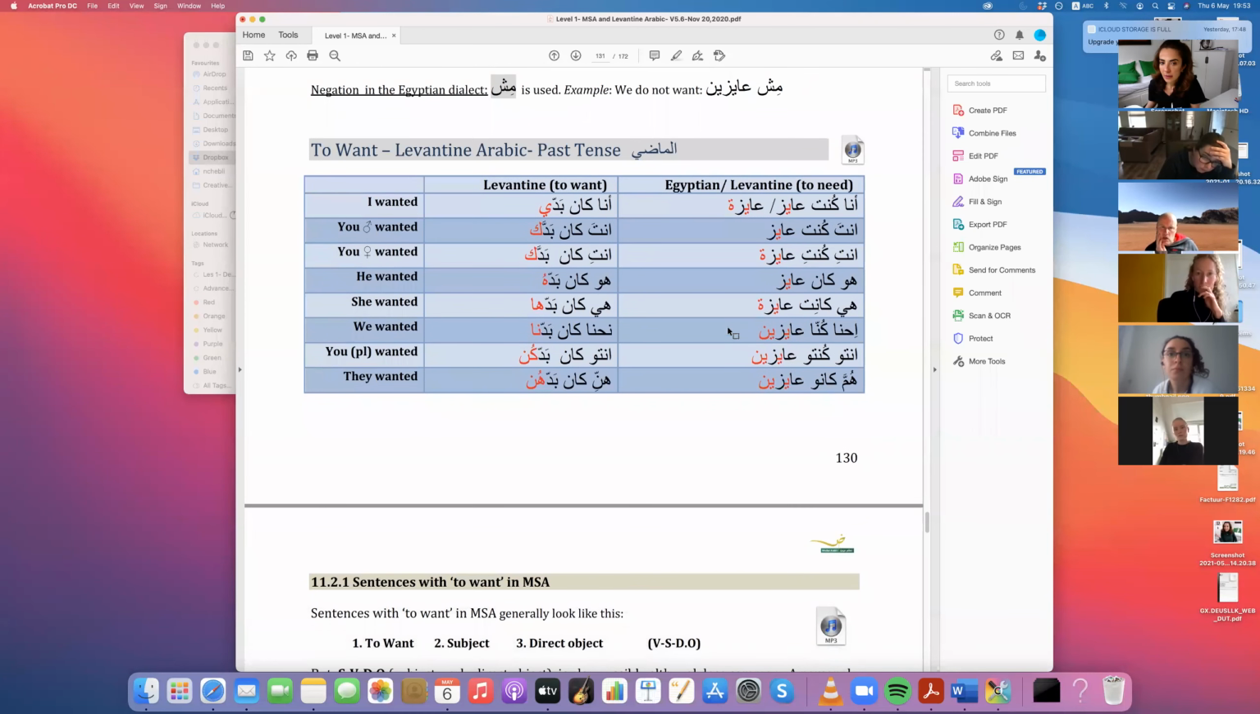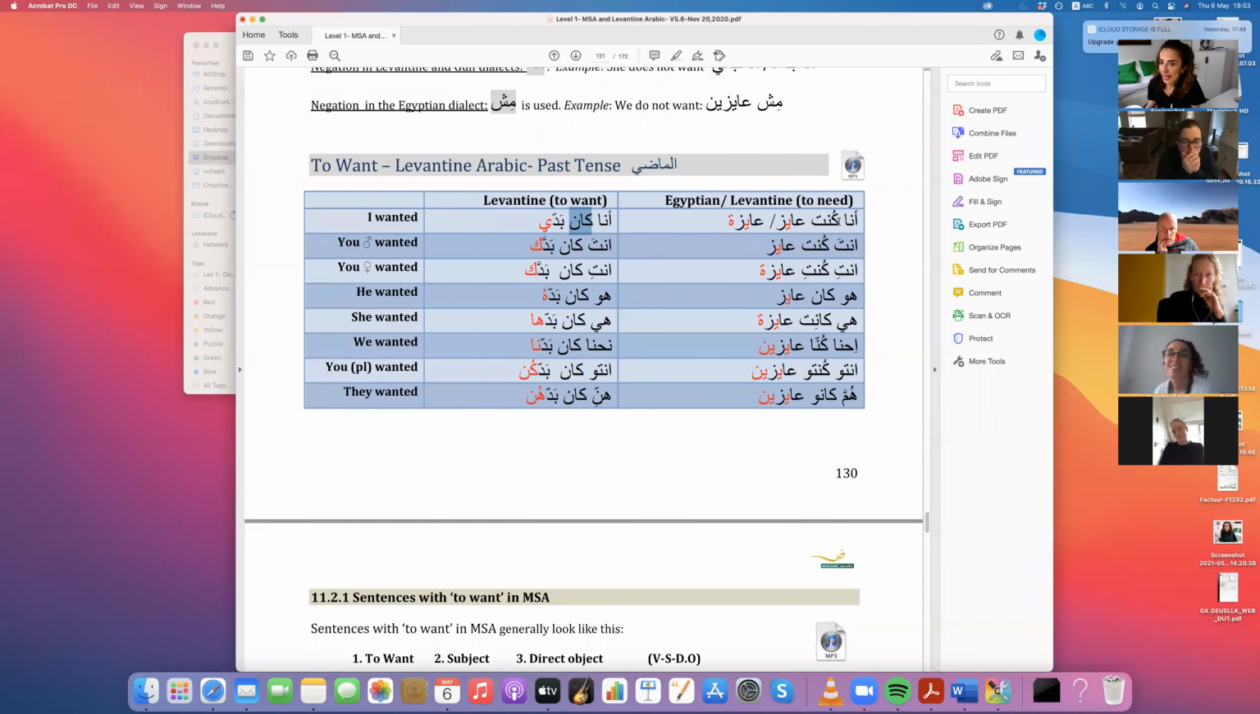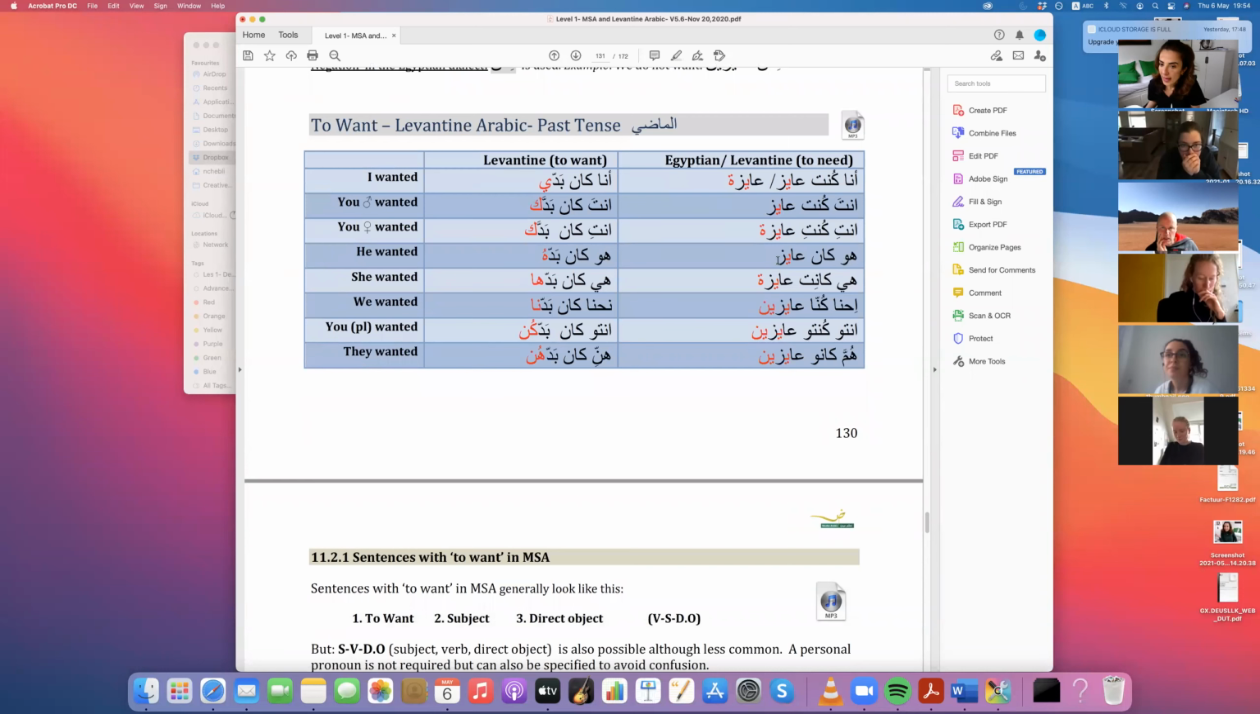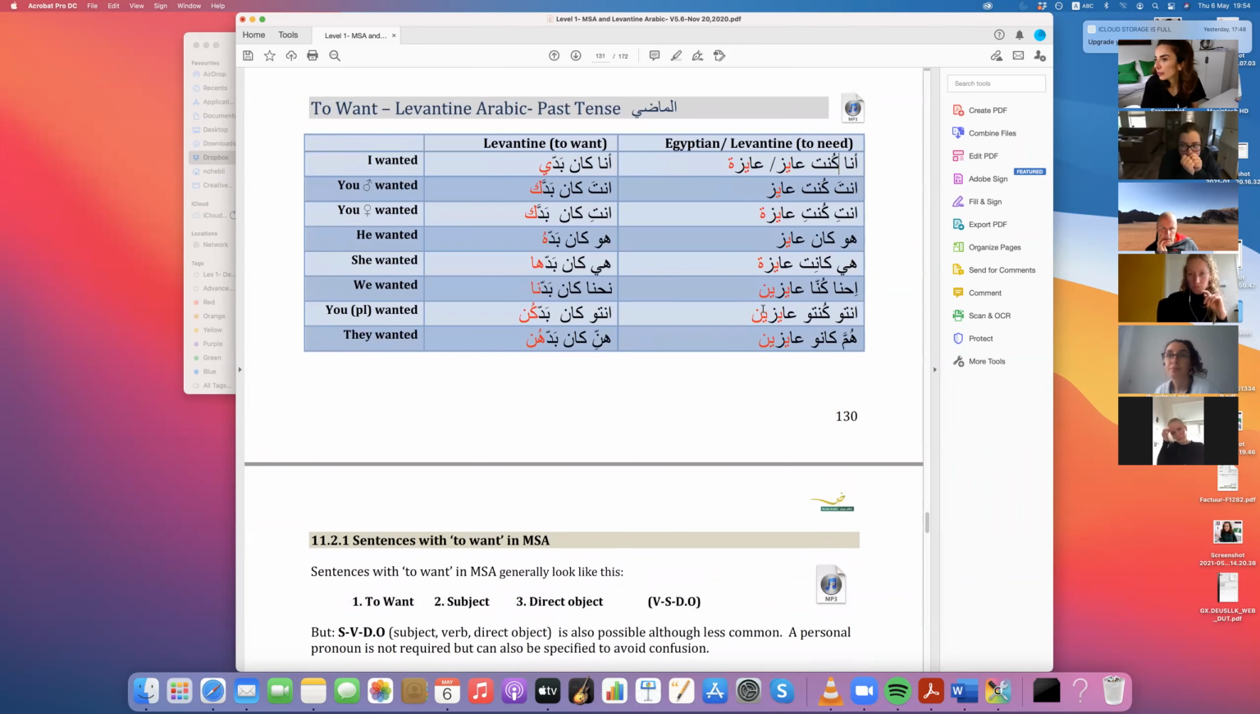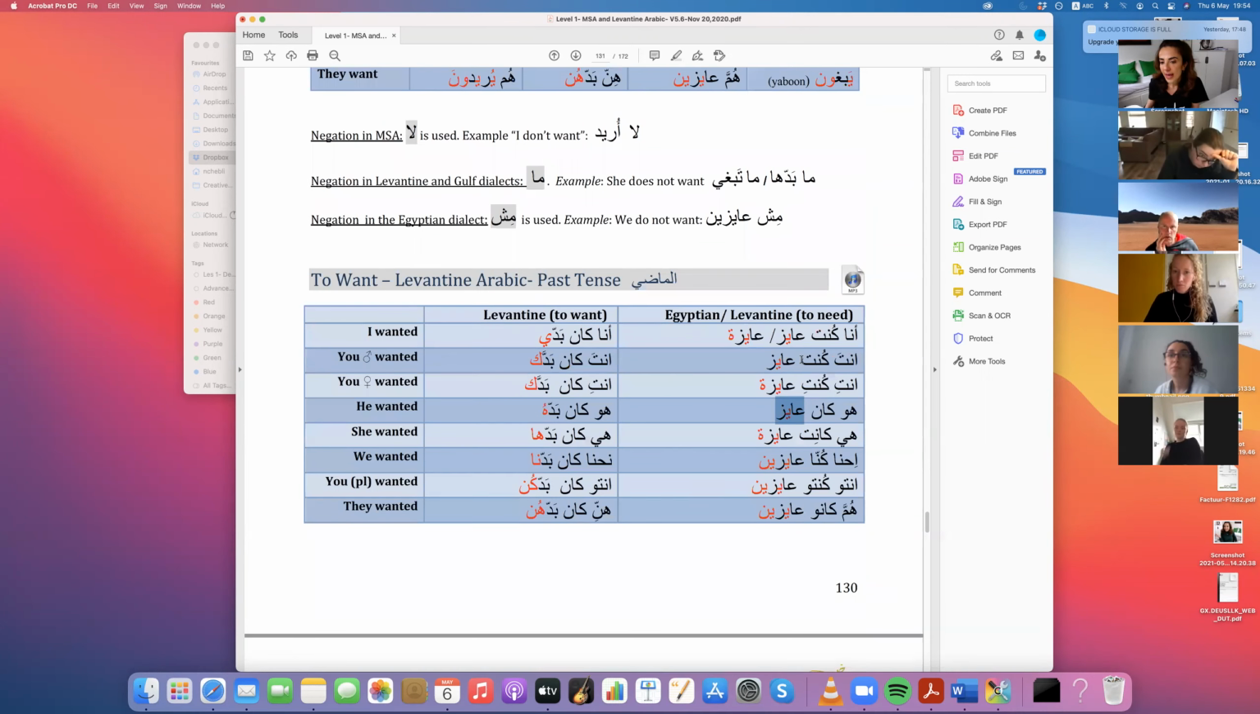And with the Egyptian, they use kan, however, it's conjugated. So, ana kunt aiza. Inta kunt aiz. Inti kunti aiza. Huwa kan aiz. Hiya kanet aiza. Kunna aizin. Kuntu aizin. You don't have to use this when you speak. If you just recognize aiz already, which we did here, and there is something before it, kan, kunt, it means past tense. That's all you have to know.